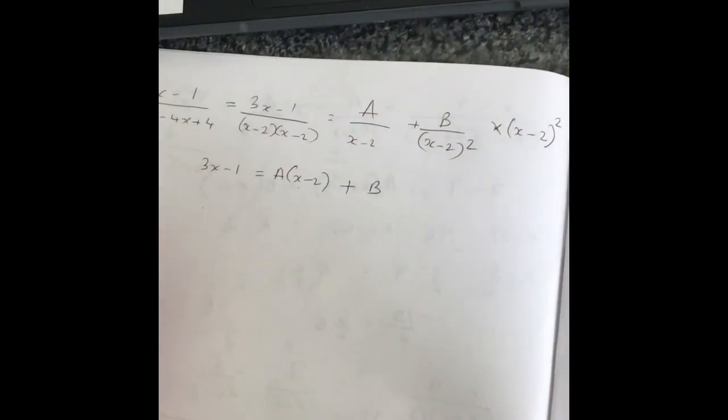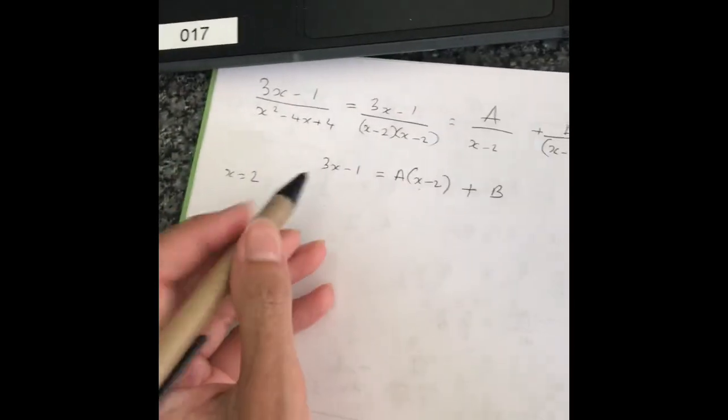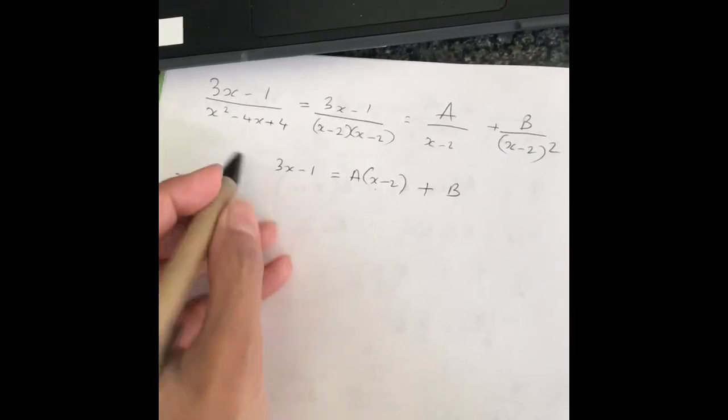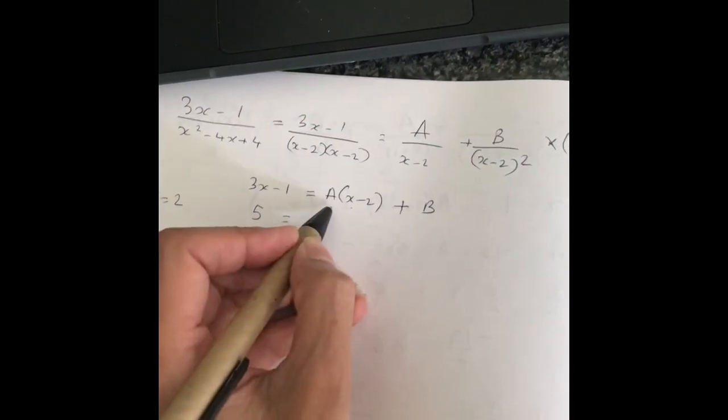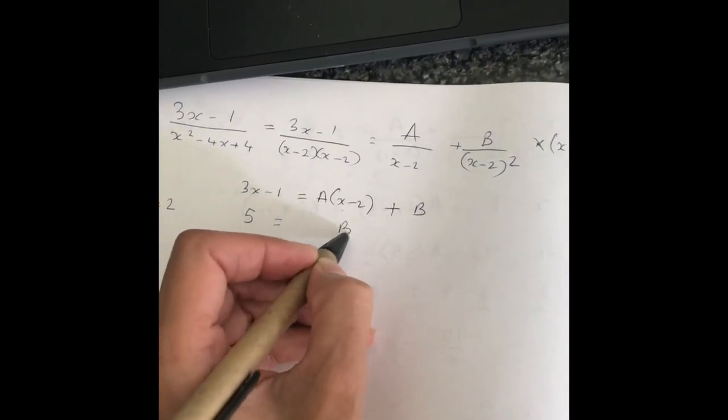So I'm going to sub in x equals 2. And that would give me 3 times 2, 6 take 1 is 5. That is 0, a times 0, and then I've just got b, so b is 5.